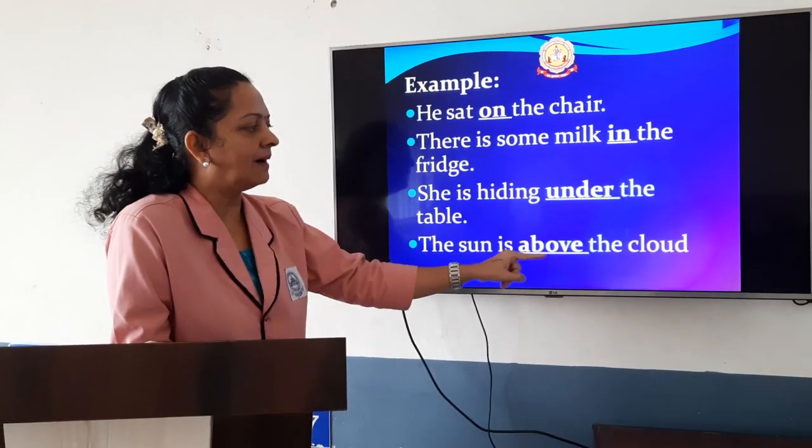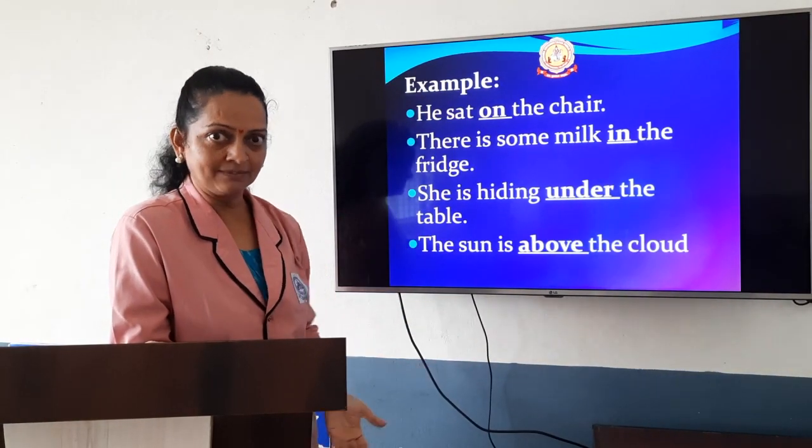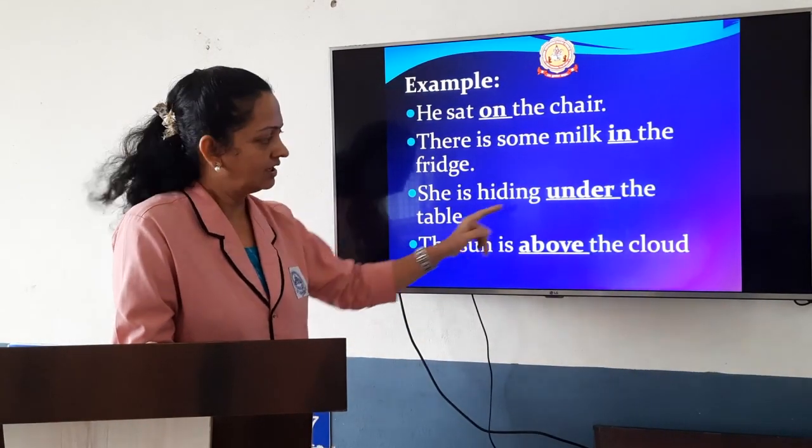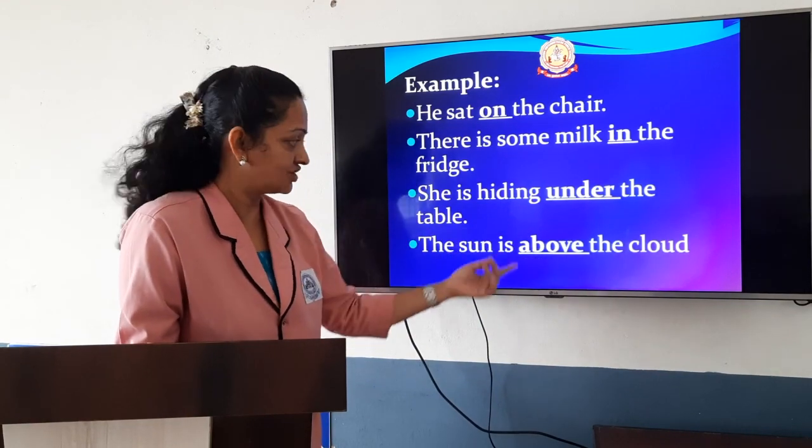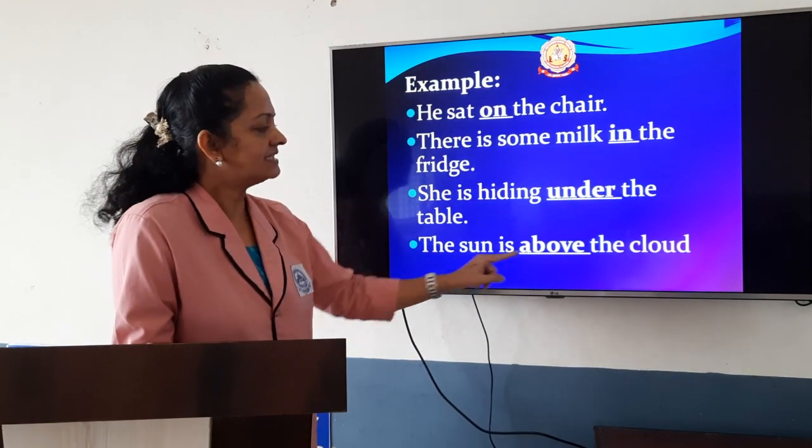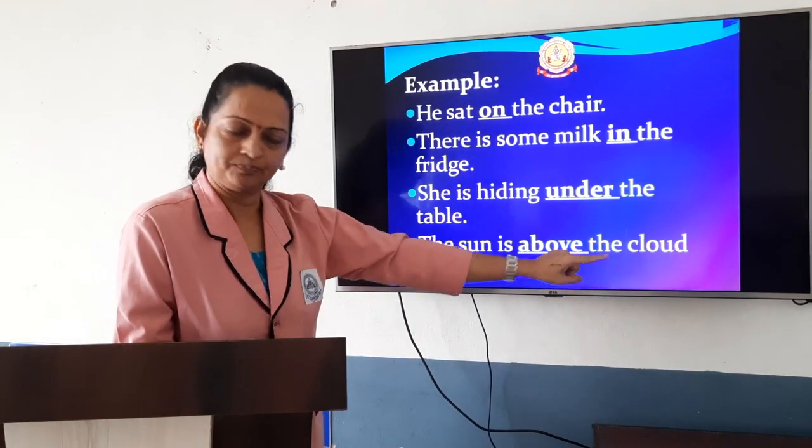The sun is above the cloud. Here it tells about the relation of the sun, a noun, with the cloud. So what is the relation? Where is the sun? The sun is above the cloud.